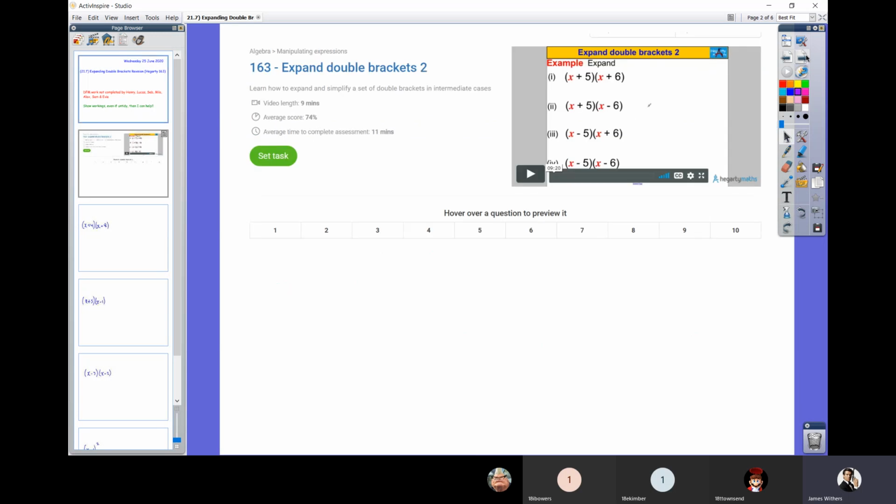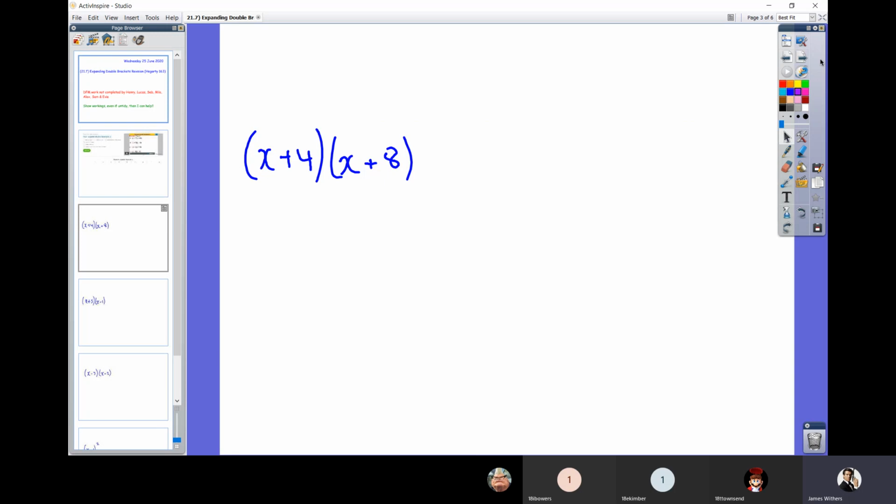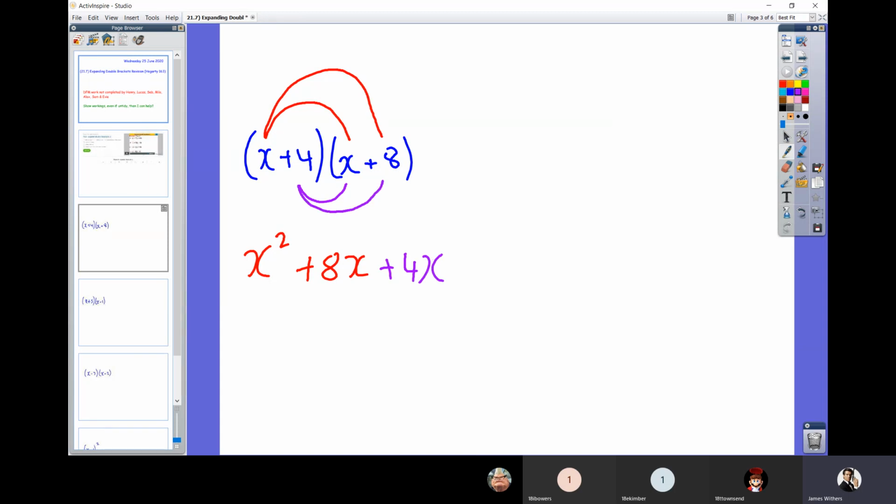Anyway, today's topic is going to lead, as I said, to doing Hegarty 163. So I'm just going to really quickly model some of these just to remind you, and then I'll leave you in peace to get on with it. Okay, so this is where we have the four clause. So start off with this first x, and the first thing we're going to do is x times x, which is x squared. We're then going to do x times plus 8, which is plus 8x. We then move over to the plus 4. We're going to do 4 times x, which is plus 4x, and then plus 4 times plus 8, which is plus 32.